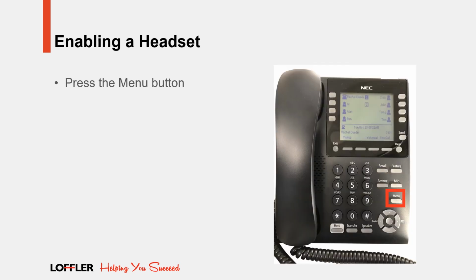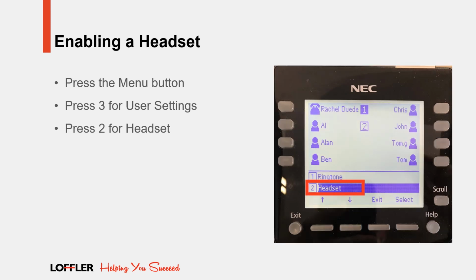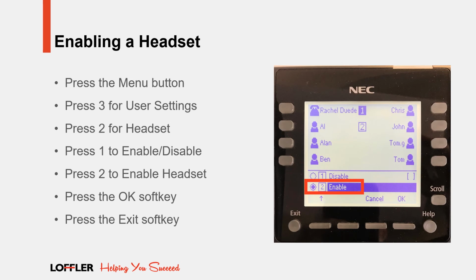To enable a headset, press the Menu button. Press 3 for User Settings. Press 2 for Headset. Press 1 to enable or disable. Press 2 to enable headset. Press the OK soft key and press the Exit soft key. To use your headset, press the Headset soft key, which automatically appears when the headset is enabled.